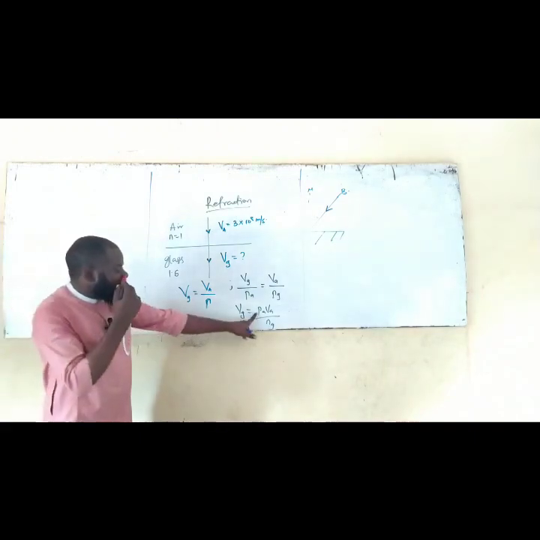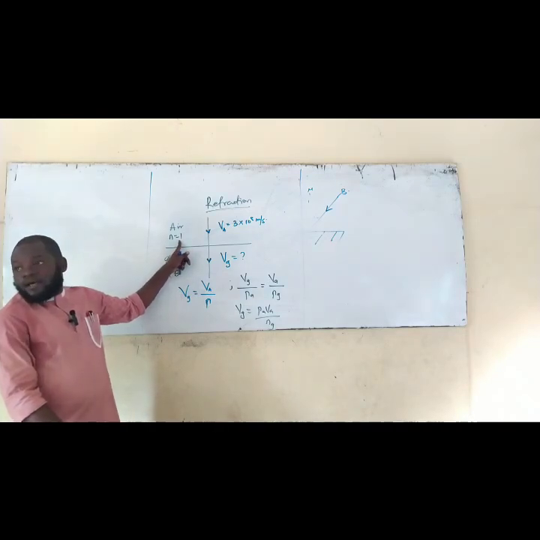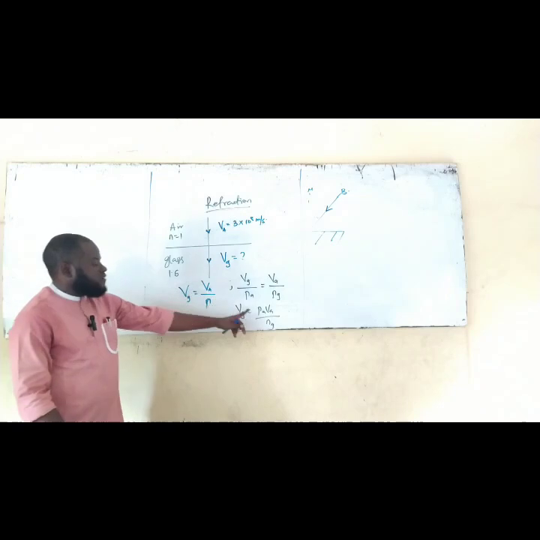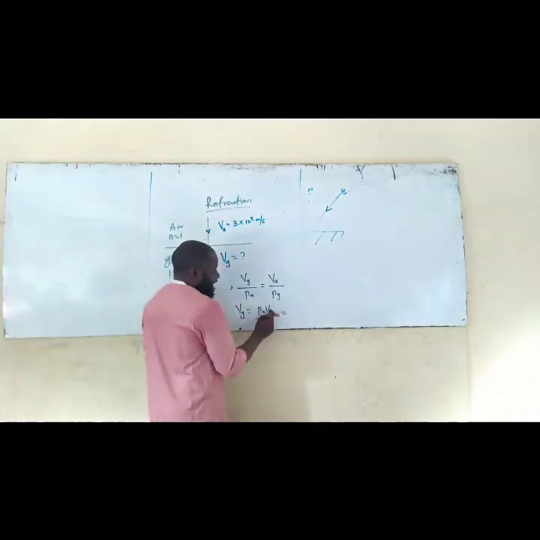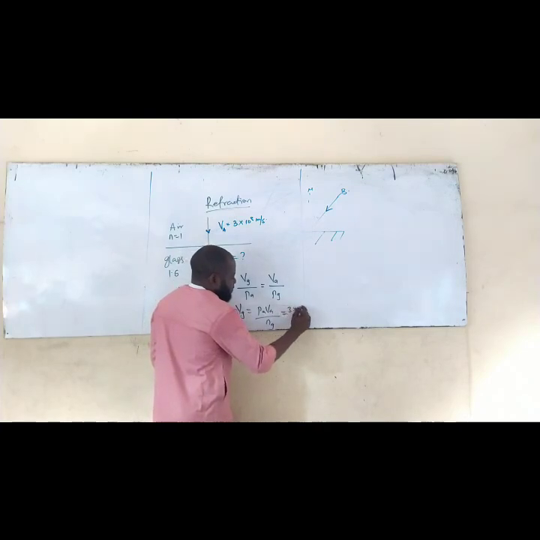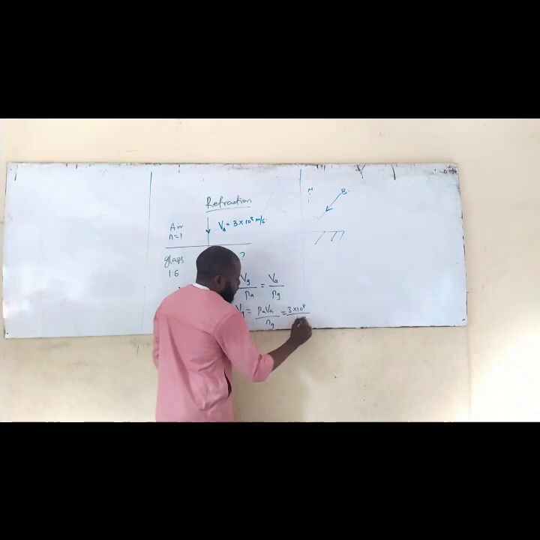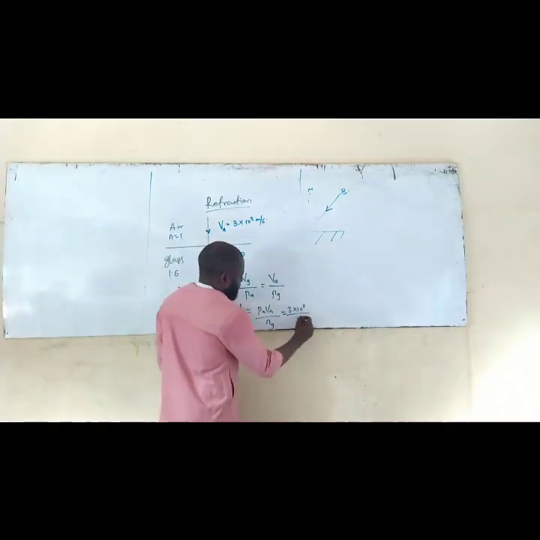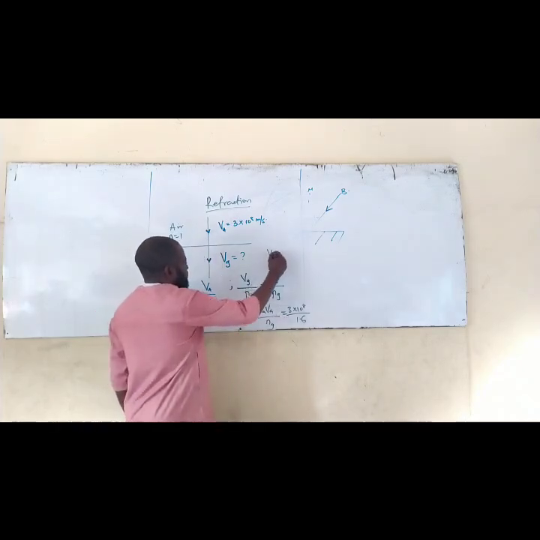But since the refractive index of air is 1, the velocity of light in glass is going to be 3 times 10 raised to power 8 divided by the refractive index of glass, 1.5. Sorry, 1.6. So 3 divided by 1.6, what do you have?